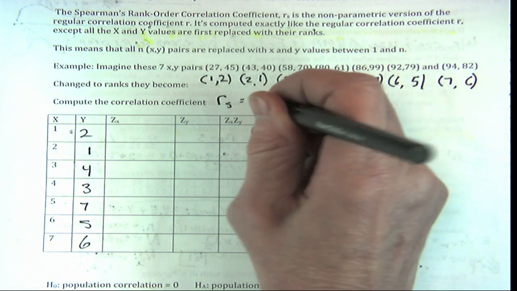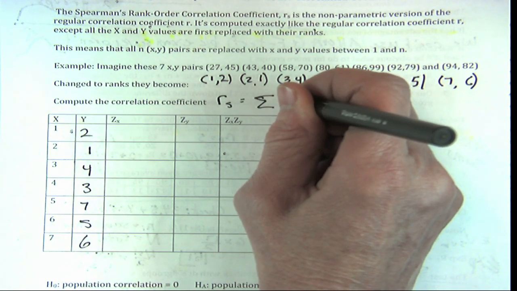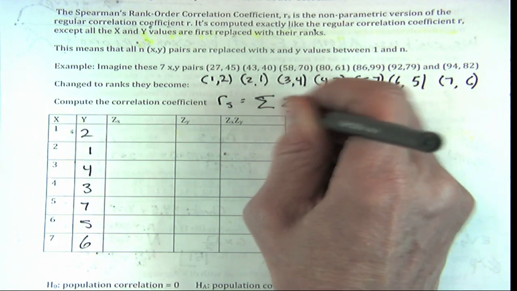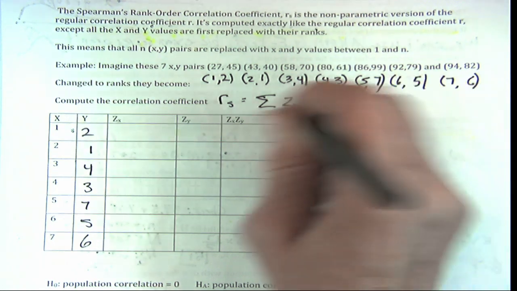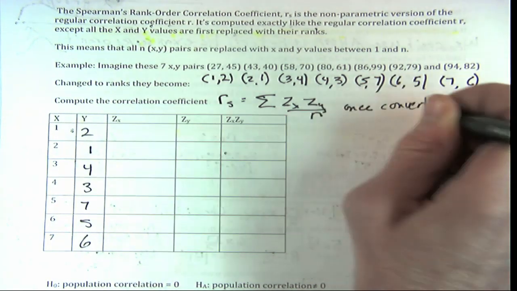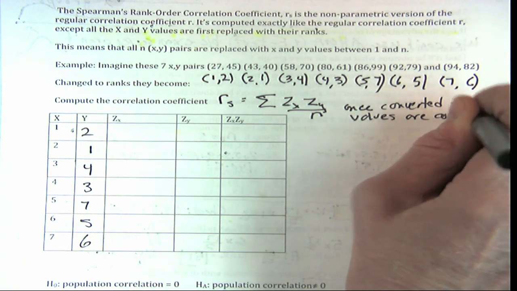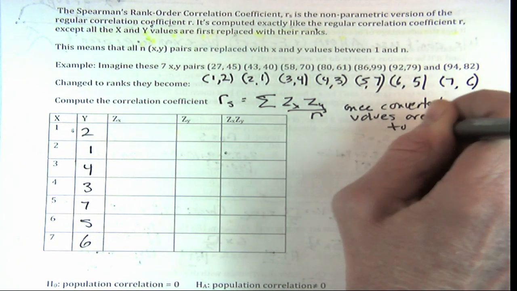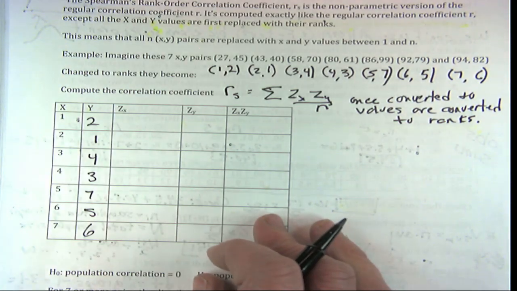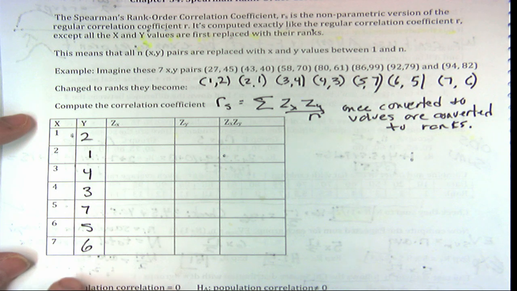basically just the sum of zx times zy over n, once values are converted to ranks. Okay? So it's just going to be exactly the same thing as we always do. So here we'll get the z-scores. It's very easy now because we have numbers between 1 and 7.